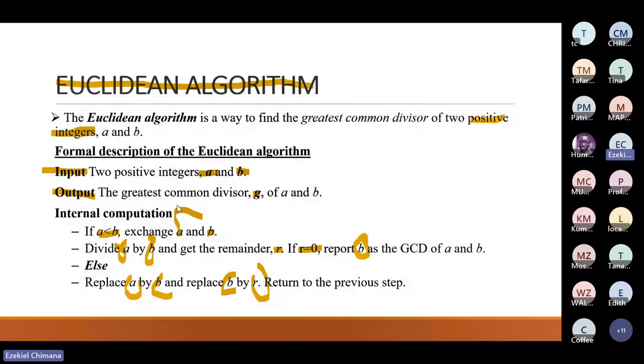You return to the previous step. So what is here, team? It's just a skeleton of the Euclidean algorithm. So we are just going to do an example. I think it was also part of your assignment. And then on that example, we see how you can use the Euclidean algorithm to find the GCD.